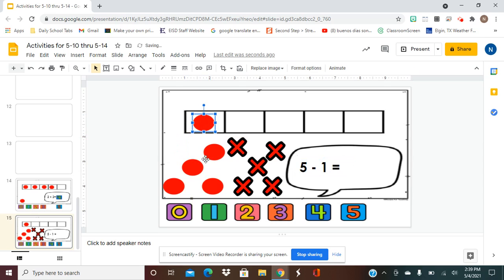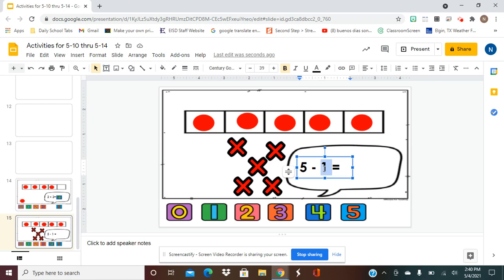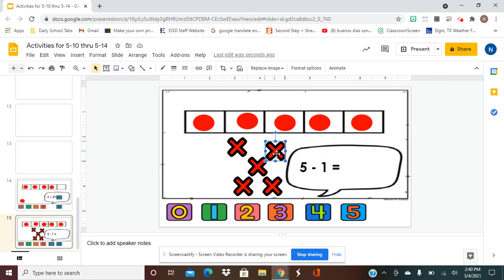So 1, 2, 3, 4, and 5. So 5 minus 1. So that's 5, take away 1. So we need to take away how many? 1. So we're going to grab that x to take away 1. And now for us to get that answer, we need to count what's left over. So let's count it. 1, 2, 3, and 4. So my answer is going to be 4.